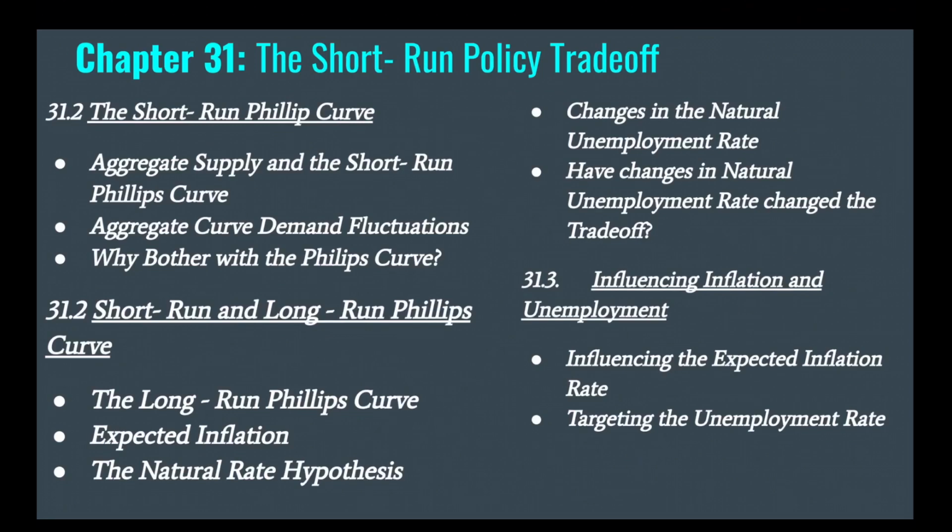Chapter 31 The short-run policy trade-off. 31.1 The short-run Phillips curve. Aggregate supply and the short-run Phillips curve. Aggregate demand fluctuations. Why bother with the Phillips curve?